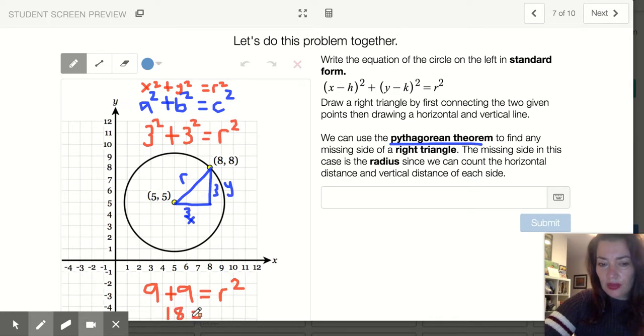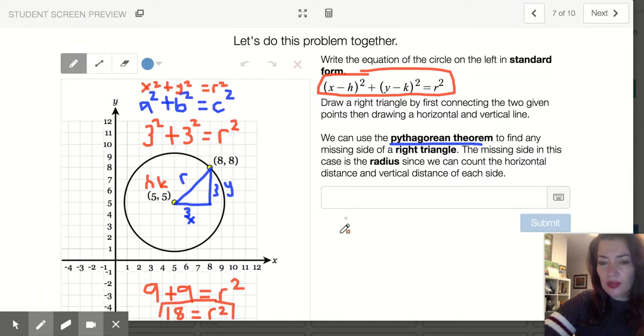Now that we know r squared, we are asked to find the equation of this circle in standard form. Well, here is our standard form written up here. All we need to do is input the center and the radius. We know our center, our h, k, in this case is given as 5, 5, and our radius squared is right here, 18.